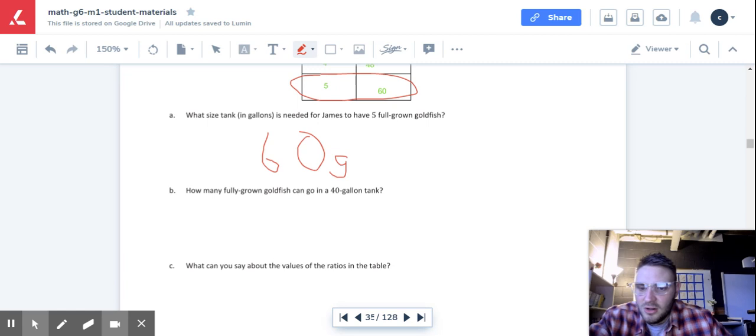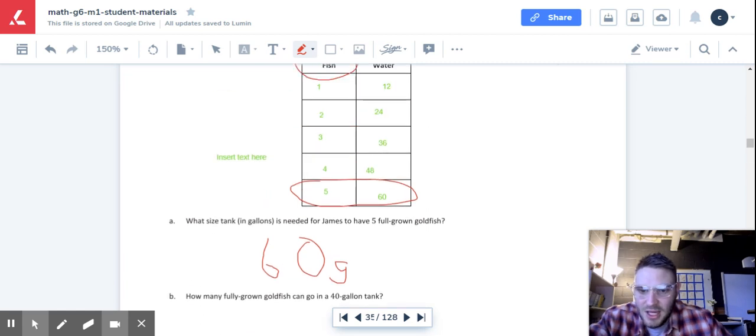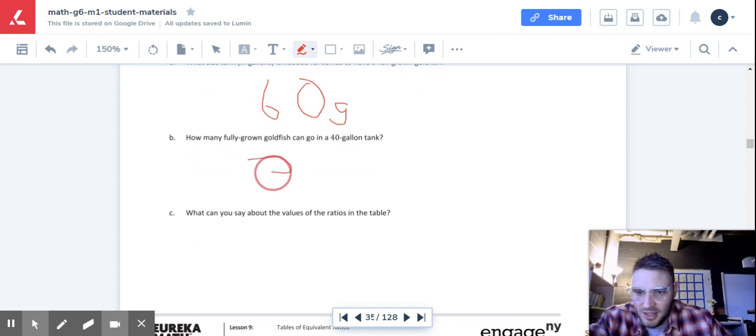How many fully grown goldfish can fit in a 40-gallon tank? So would 3 goldfish fit in a 40-gallon tank? Yes, because they need at least 36. Would 4 goldfish fit in a 40-gallon tank? No, because they need 48. So it's a matter of having more water than fish. So 3 goldfish can fit.